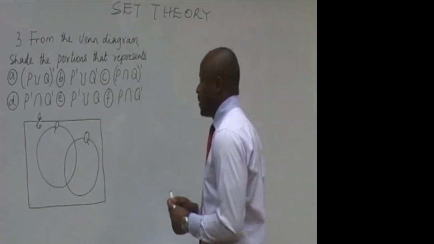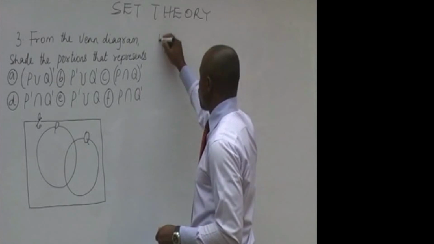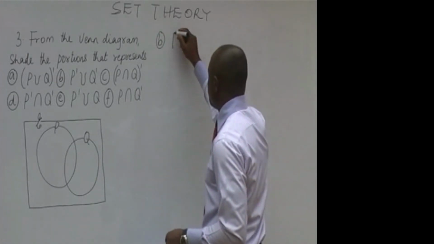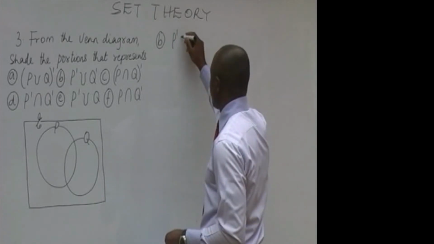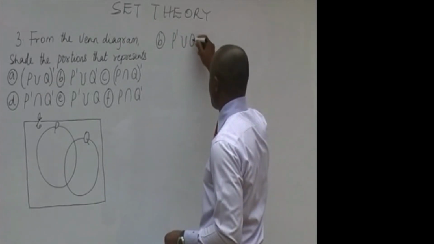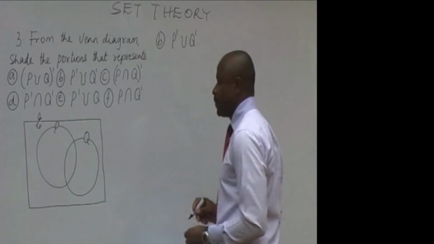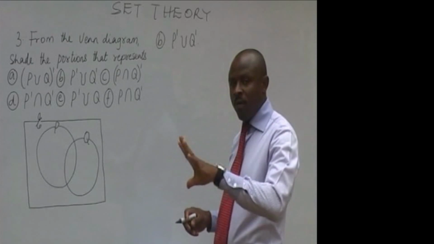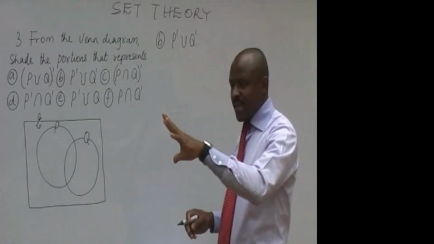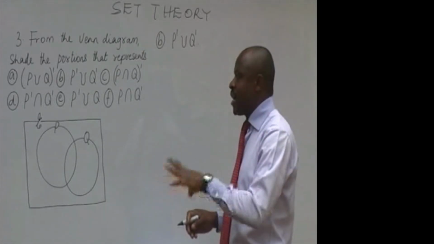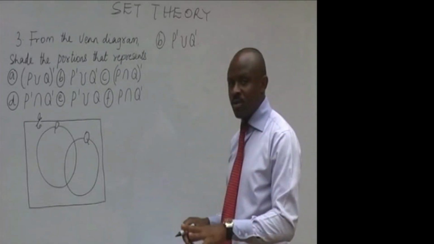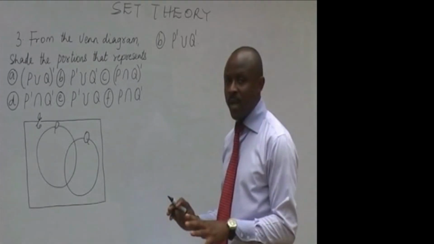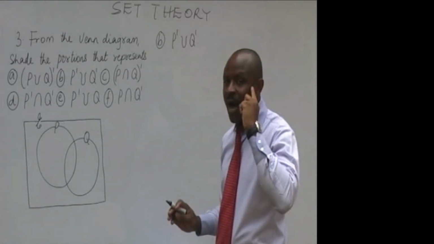Question number B is what we want to do now. It says we should shade P prime union Q prime. Just as I said, you have to resemble or forge a universal set, P set and Q set, work out whatever you are needed to shade in your Venn diagram so that you get the idea of what you should shade.